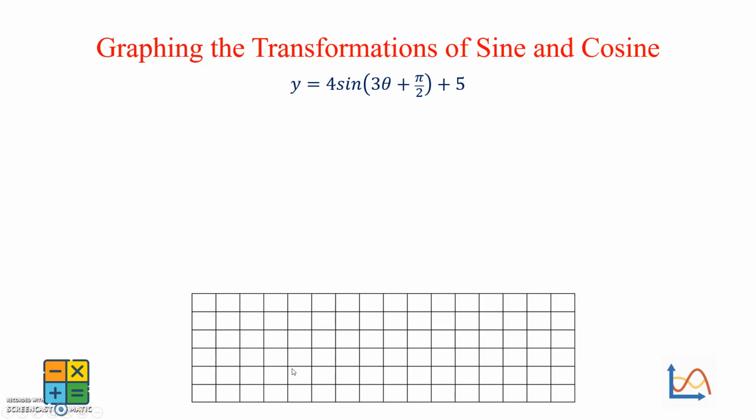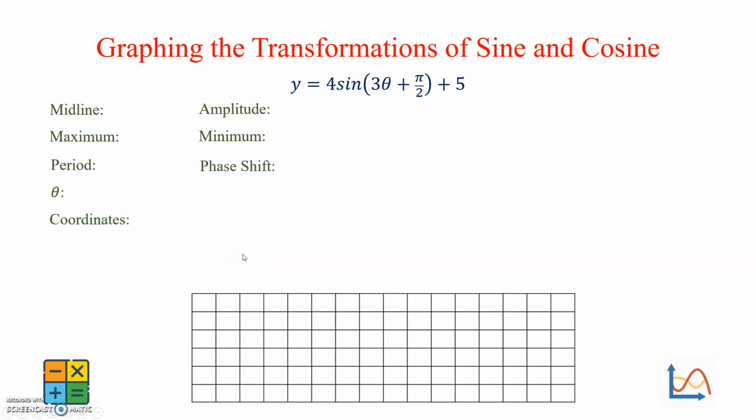So let's look at an actual example of graphing this. We're going to find the things we normally would: the midline, the amplitude, the max, min, period, phase shift. The theta and the coordinates we'll be looking at shortly. That's the new stuff, so let's go with the old. The midline, y equals 5.